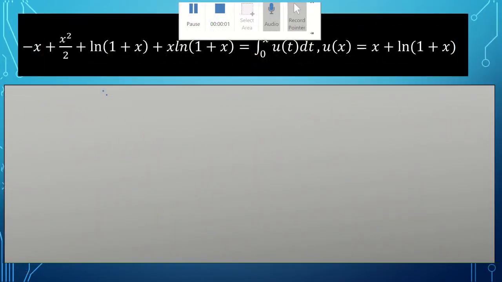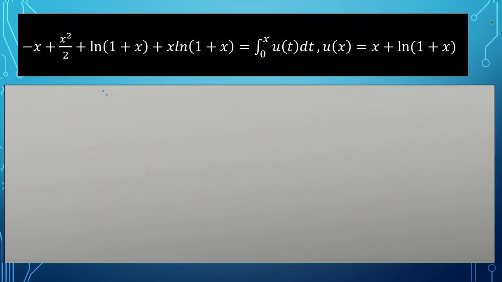This is the second example, and we have to solve this first kind Fredholm integral equation. It's not Fredholm, it's Volterra, because one of the limits of the integration is variable. Okay, and it's of the first kind because u of x is not outside the integral sign. It is just inside the integral sign.